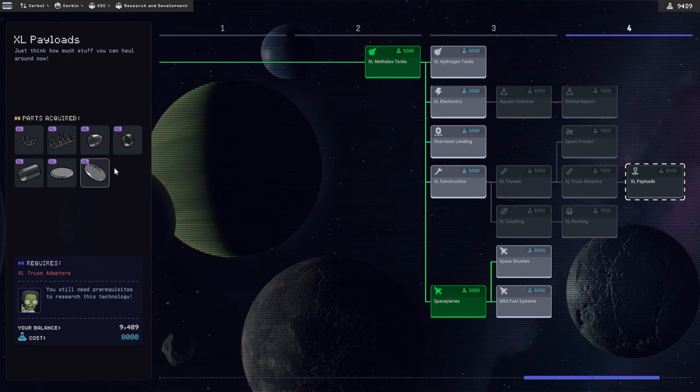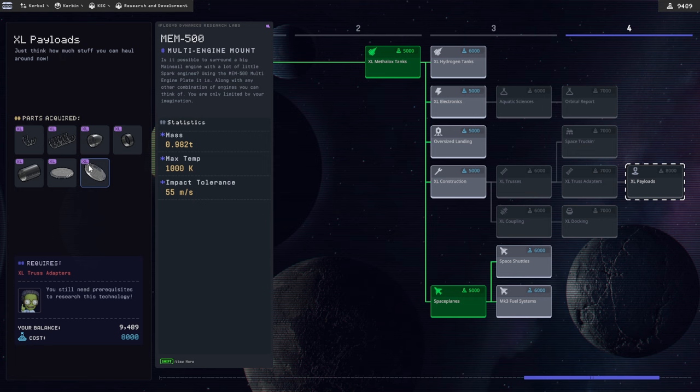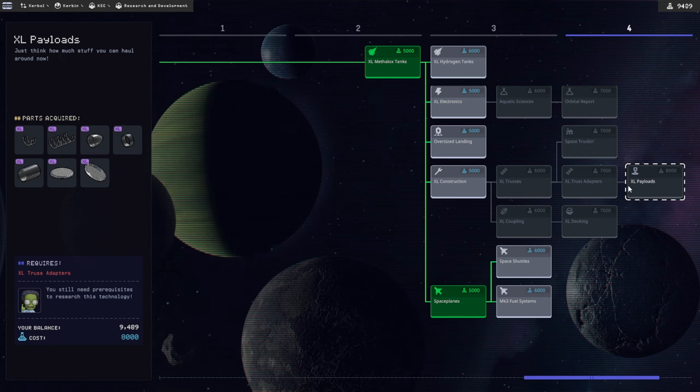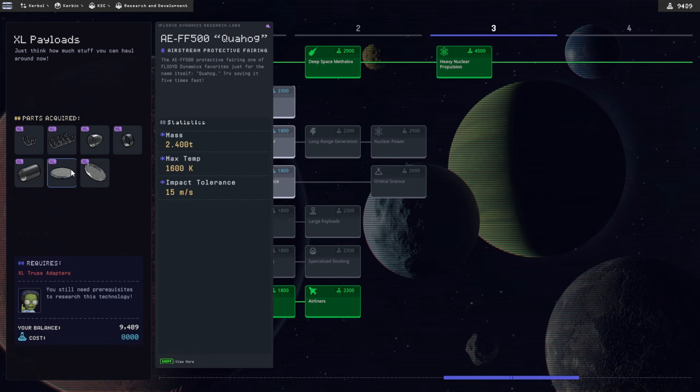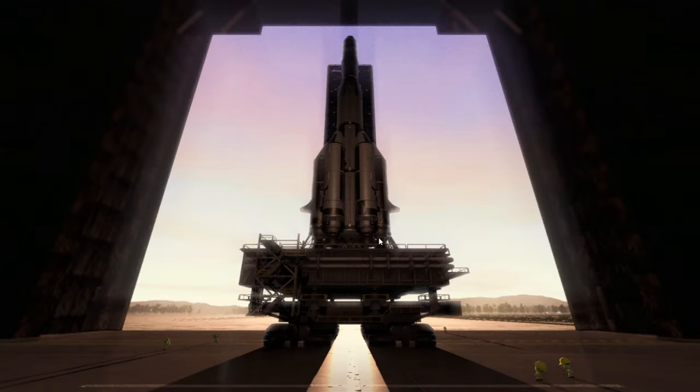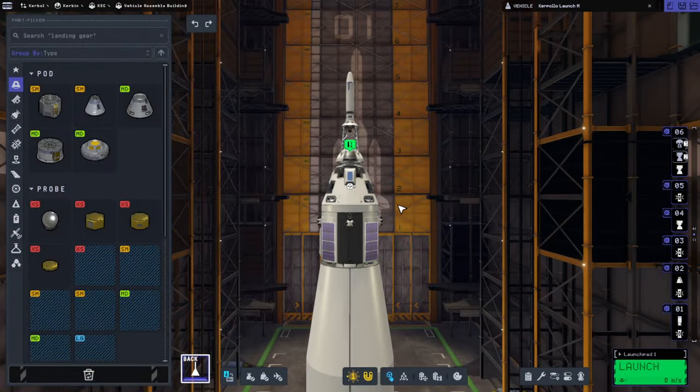To get the extra large fairings, we need these. So that would cost how much? 11,000, 18,000, 26,000. 26,000 to get the extra large payloads. And those payload fairings. I don't think that's worth it.